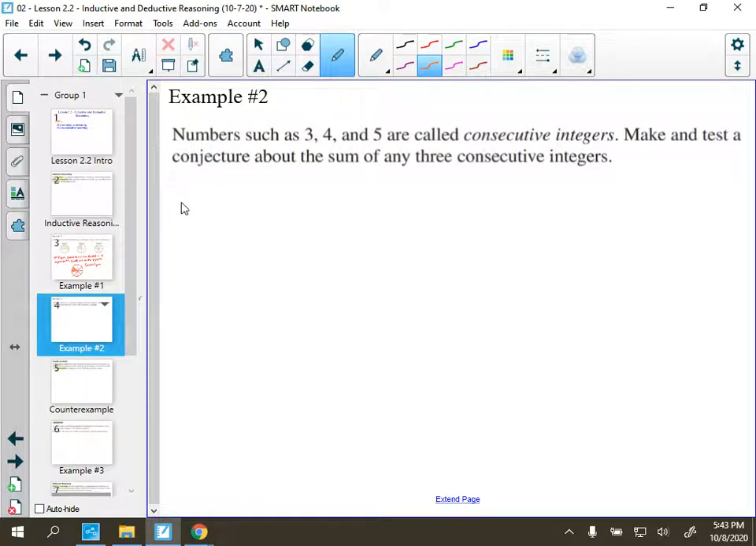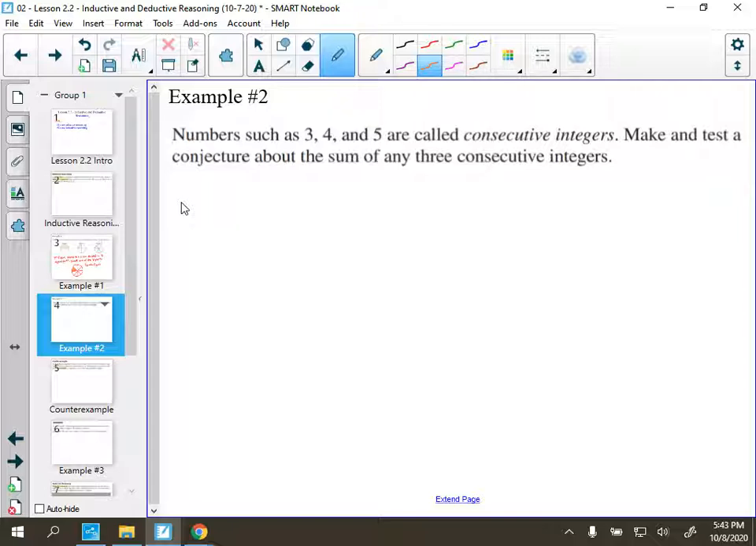Another look here, just maybe work more with some numbers. So it kind of lays out, just giving us an example, numbers such as 3, 4, and 5 are called consecutive integers. So consecutive means kind of in a row. And integers are just our counting numbers, positive and negative and 0. So it's asking us to make and test a conjecture.